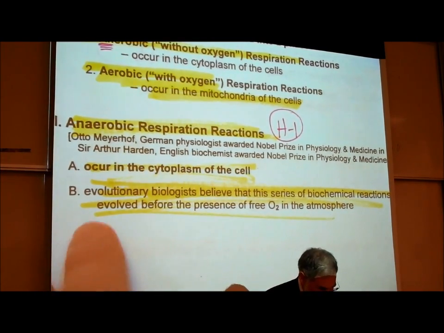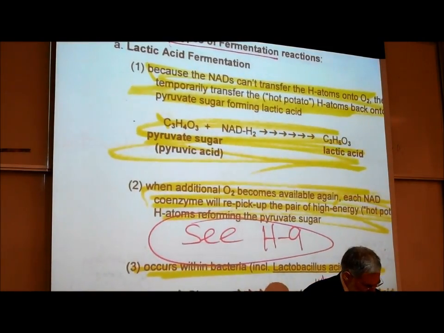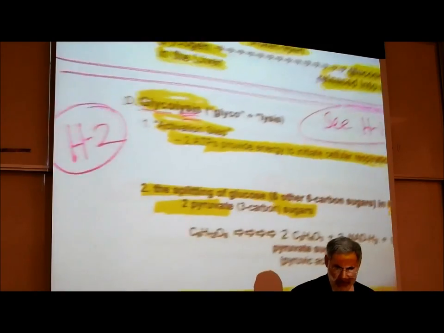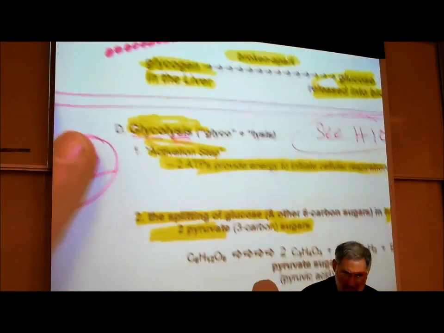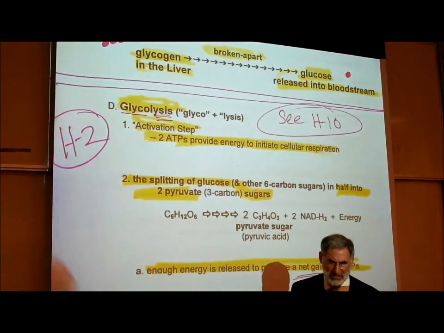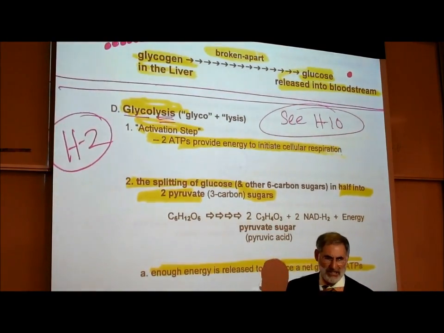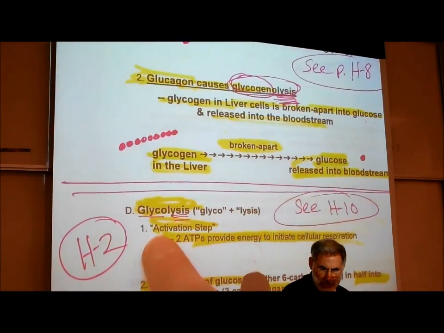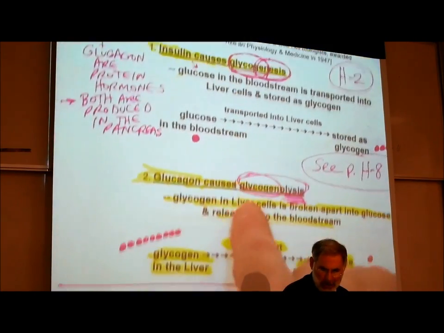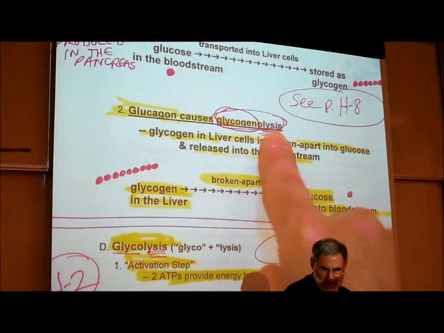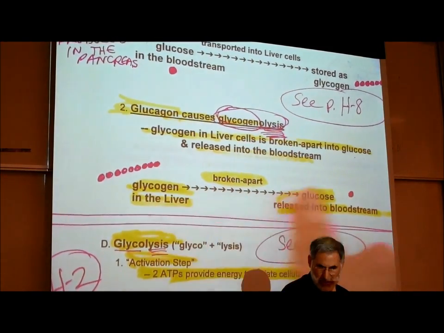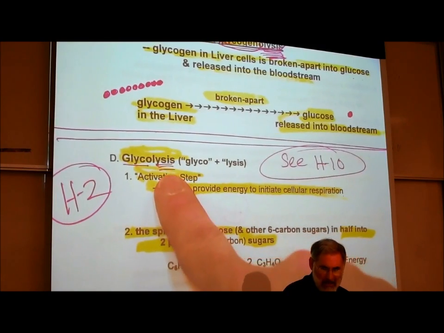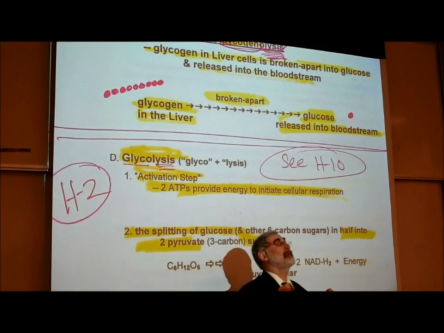Anyhow, let's take a look on page H3. So on H3, I'm sorry, H2, apologize, H2, around the middle of the page. So the first thing that happens in the anaerobic respiration reactions is something called glycolysis. Now some of you are thinking, yeah, you just talked about glycolysis. No, I didn't. Don't confuse the word glycolysis with glycogenolysis. Glycogenolysis is the breaking apart of glycogen into glucose. That's what's shown here. Glycolysis literally means the breaking apart of glucose.